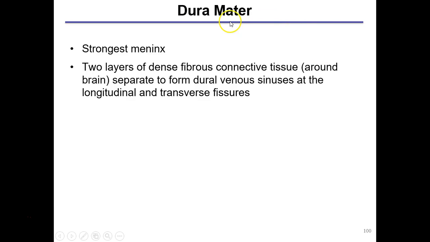So the dura mater is the outer layer of the meninges. It is by far the strongest and thickest of the meningeal layers. It consists of two layers of dense fibrous connective tissue, at least in the cranial cavity, and in places these two layers will separate to form the dural venous sinuses within the longitudinal and the transverse fissures of the brain.